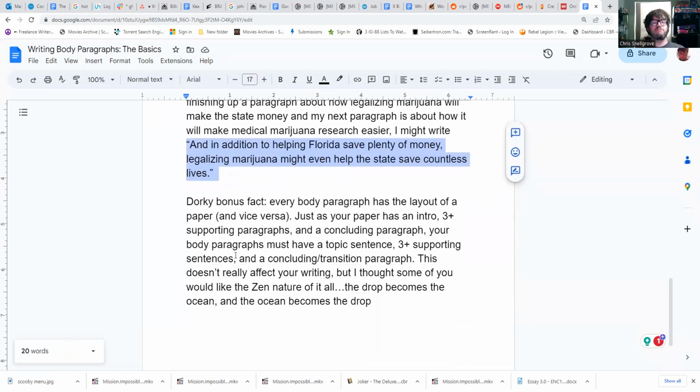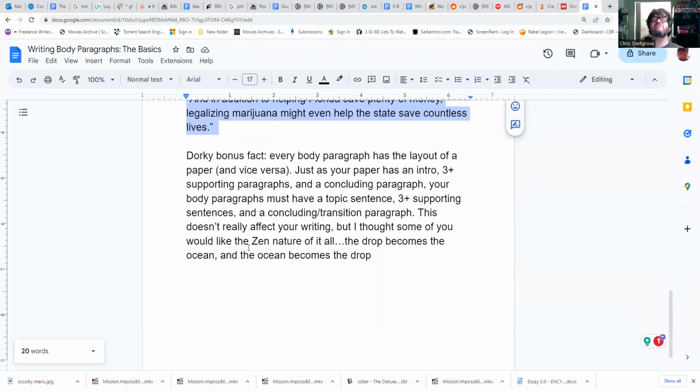All right, dorky bonus fact I put down here. I don't think I've ever met a non-English teacher that gets a kick out of this, so I'll just tell you, I put it in here as a little fun fact. I like the idea that your body paragraphs are basically laid out like miniature essays, right? Because we've talked about it. I talked about it earlier in this video.